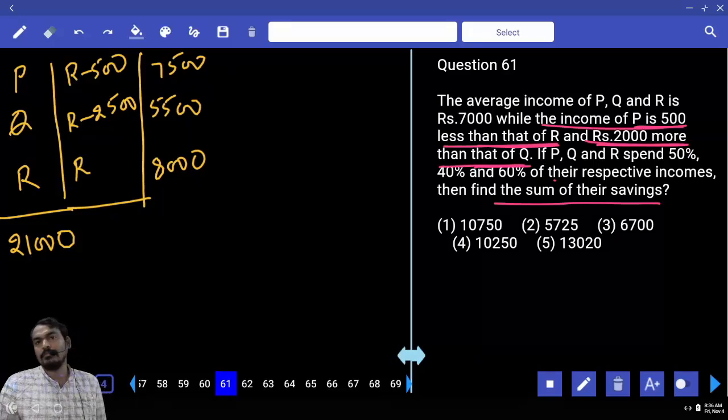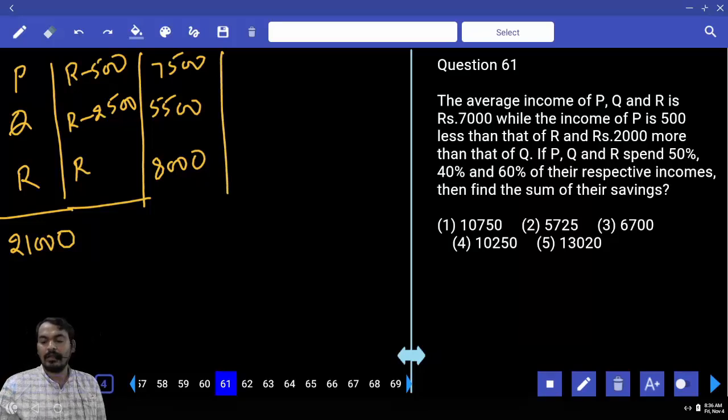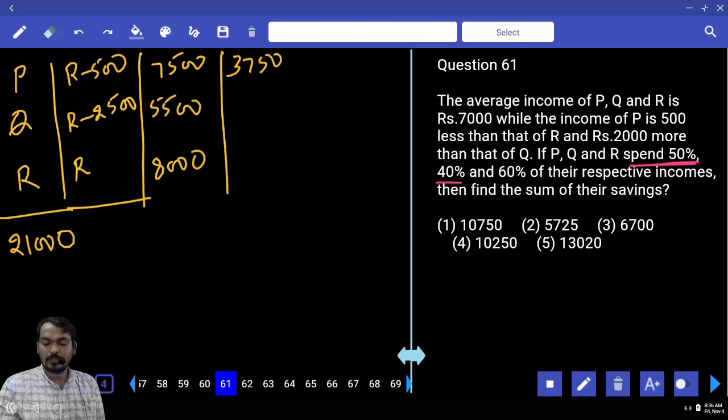Those are incomes or savings? Incomes. But we required which one? Savings. First one income is 7,500. In that how much percent are spending? 50%. 50% are spending means remaining 50% savings. What is the 50% of 7,500? 3,750. Second one, how much percent are spending? 40%. Remaining 60%. What is the 60% of 5,500?